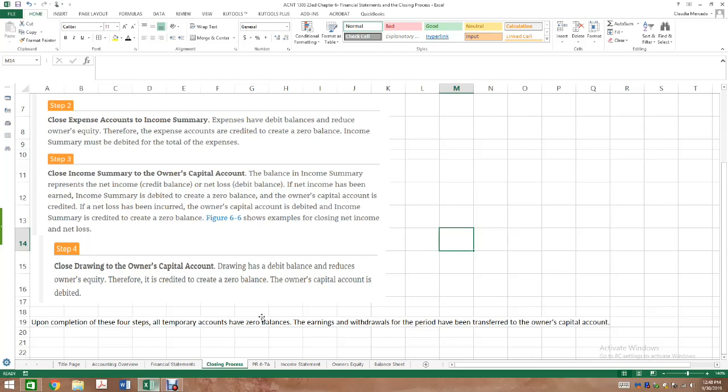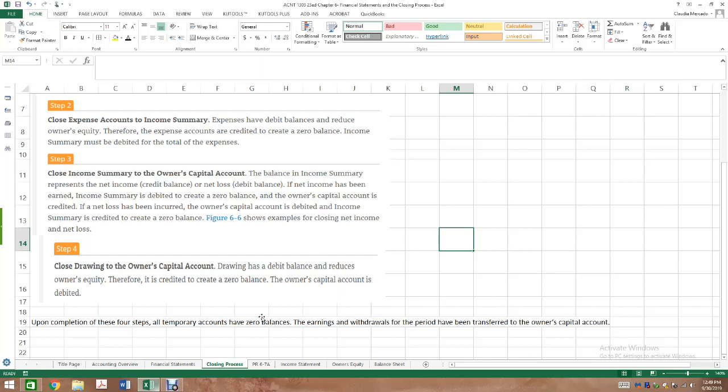So that is the closing process. It's just a 4-step approach. Make sure that you do follow the steps in that specific order. First, you close out your revenues. Second, you close out your expenses. Third, you close out your income summary to owner's capital. Fourth, you close your drawing to your owner's capital account. Okay? So those are the specific steps.